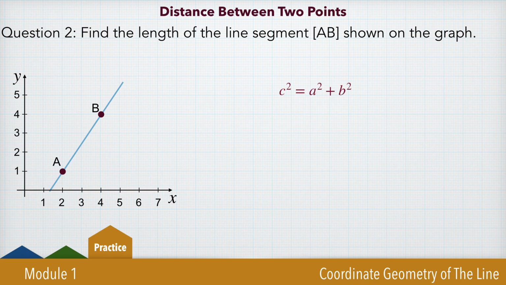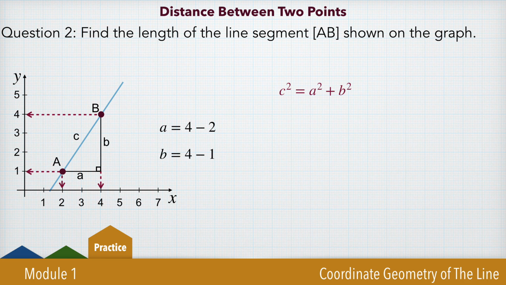To start, we construct a right-angled triangle with the line segment AB as the hypotenuse. The length of the horizontal side can be read directly from the x-axis, where the length of A is 4 minus 2. The vertical side is read directly from the y-axis, where the length of B is 4 minus 1.